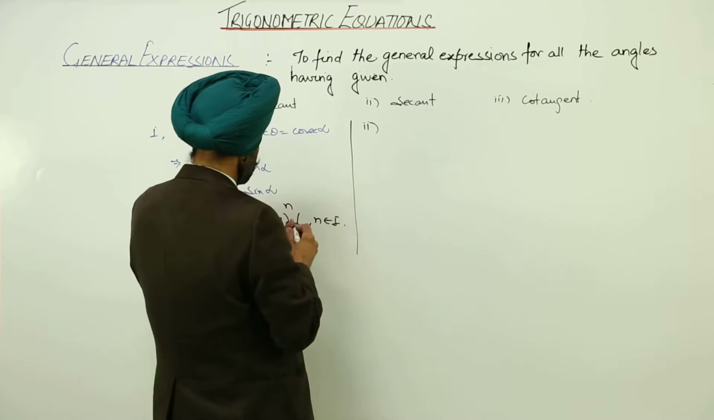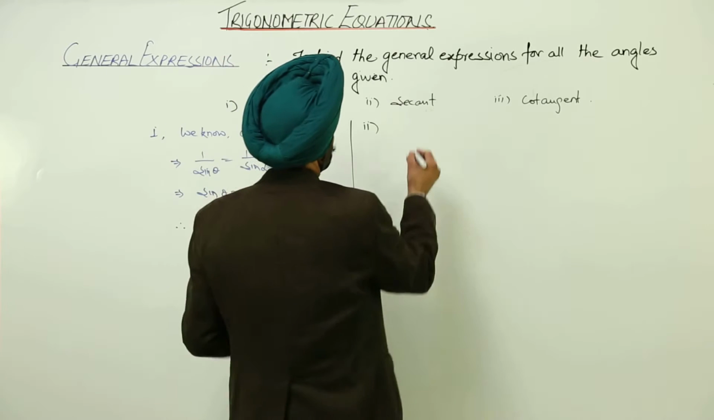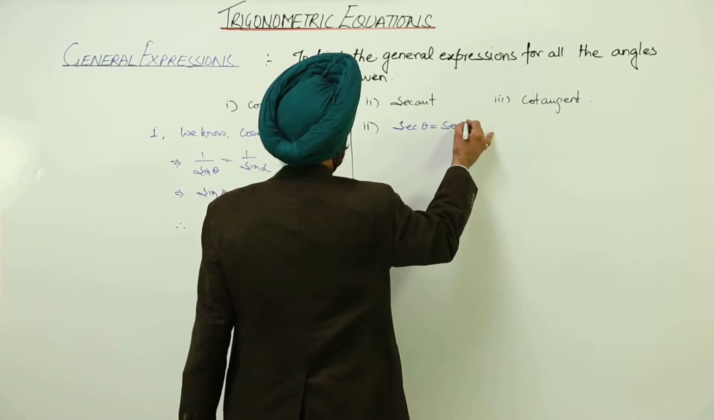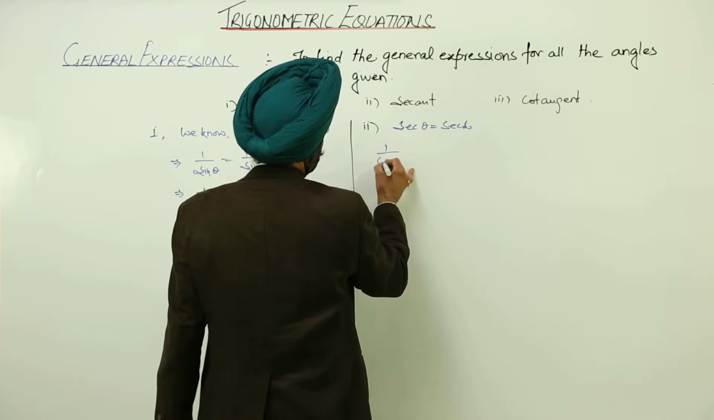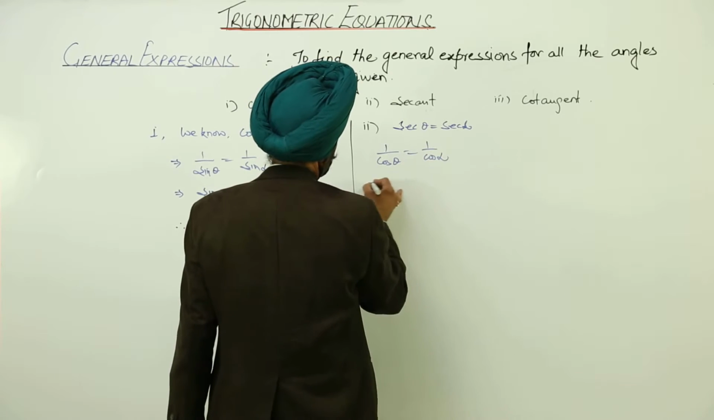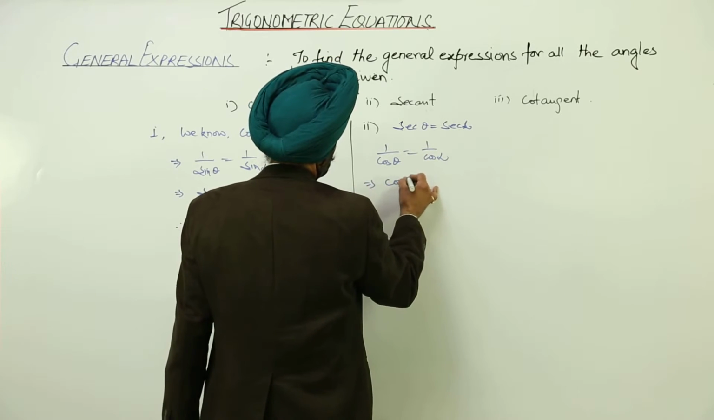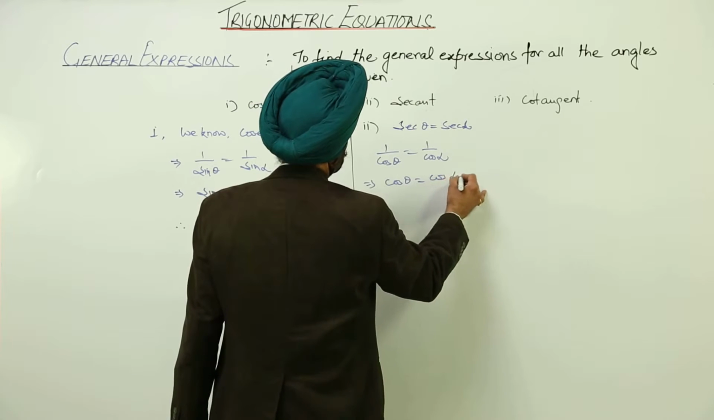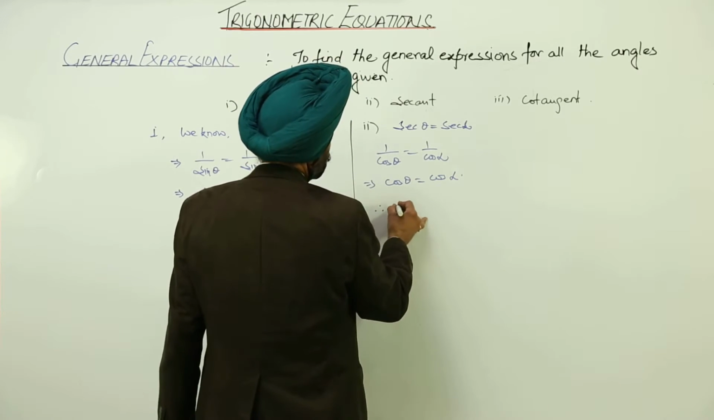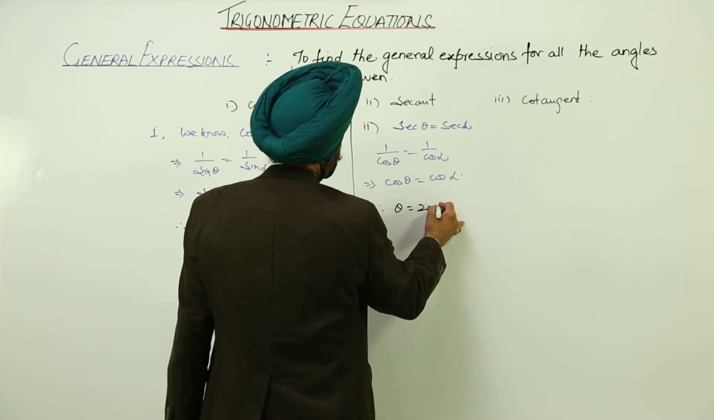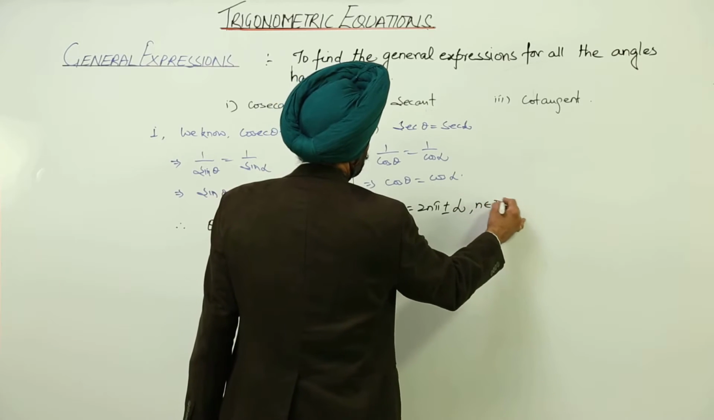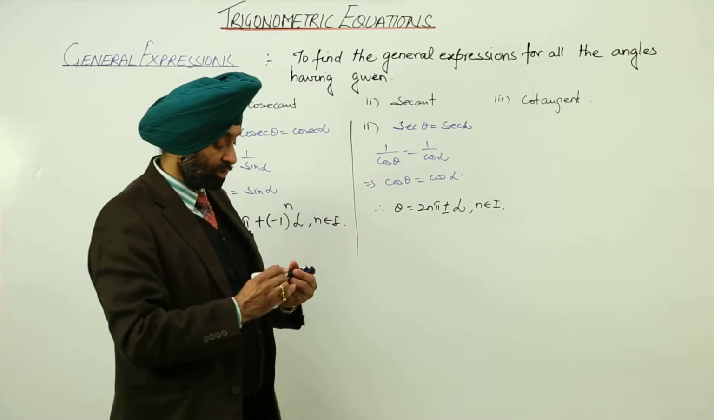Now number 2, secant theta is equal to secant alpha. 1 upon cos theta is equal to 1 upon cos alpha. Cos theta is equal to cos alpha. Now using the cos result, therefore theta is equal to 2n pi plus minus alpha, where n belongs to integers.